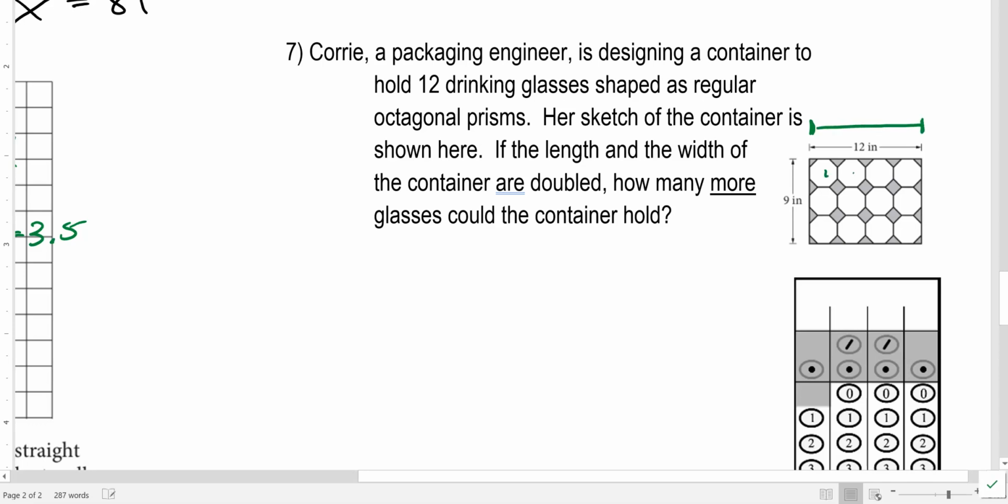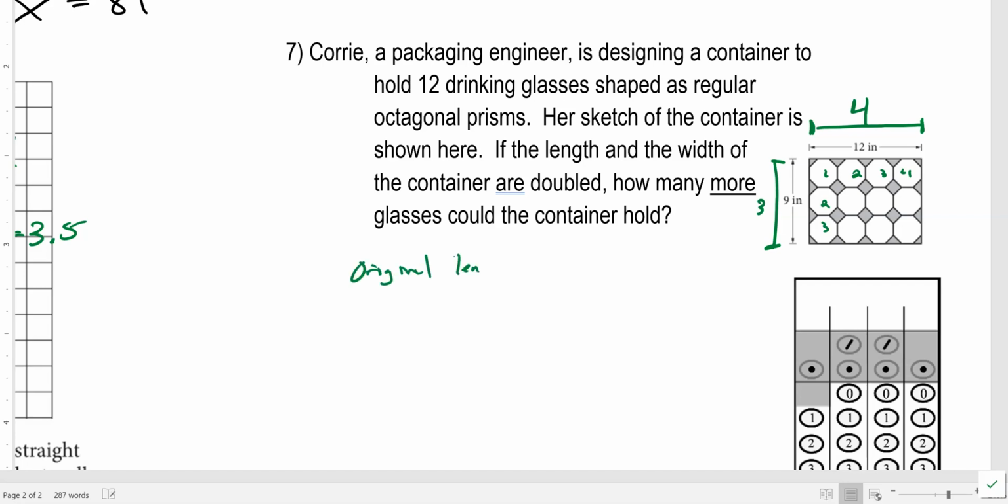So you see how there's 1, 2, 3, 4. So this has a width of 4. Let's call it 4 glasses. And then over here, this width is 1, 2, 3 glasses. Okay, so your length is 4, your width is 3. So original length is, let's say, 4 glasses. We're going to use it in terms of glasses, not in terms of the actual inches. And width is 3 glasses.